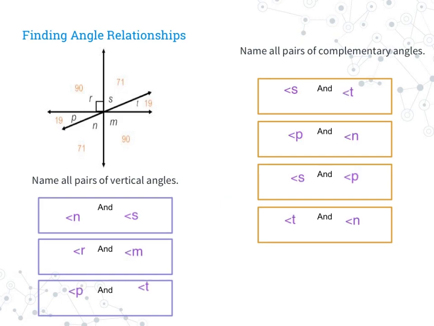How did you do? Were you able to match up all the different types of relationships? Notice that although the angles are not necessarily adjacent, meaning they're not right next to each other, that doesn't mean that they aren't complementary. So for example, when we're talking about S and P, they're not next to each other. They don't share a side, they don't share a vertex. However, 71 plus 19 does equal 90, so they are complementary because they equal 90 degrees. Check your answers, and then let's move on to the last one.